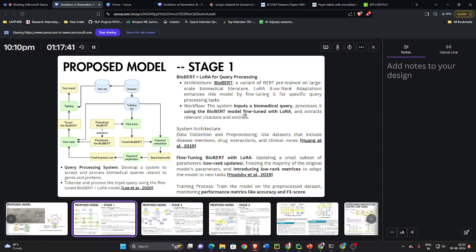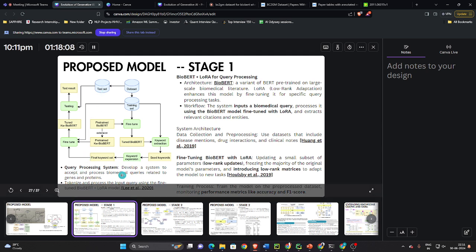What it does, it inputs a biomedical query to the model, and this model then finally gives you the entire set of citations, the entire set of results as output. And this is the system architecture as defined in this paper itself. And this is the entire flowchart that shows how things work. Over here, we find the query processing system.